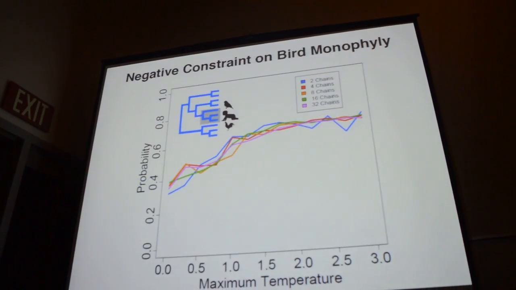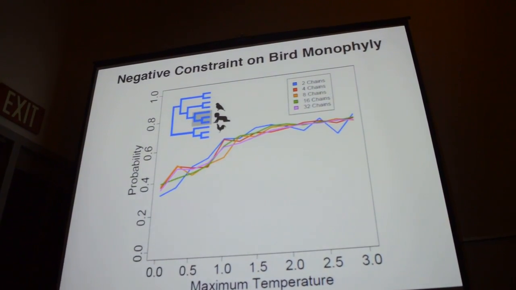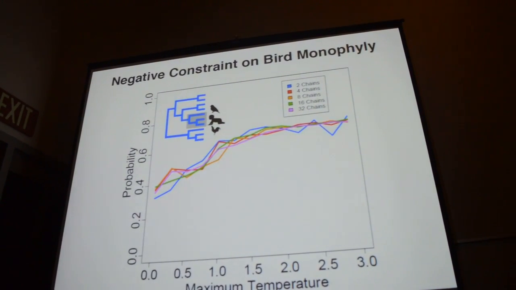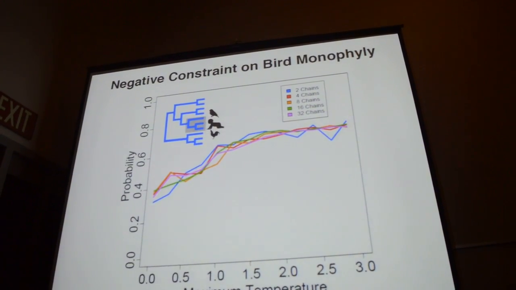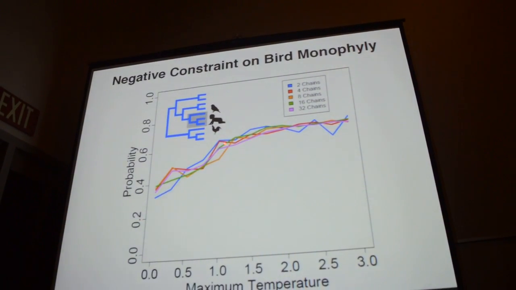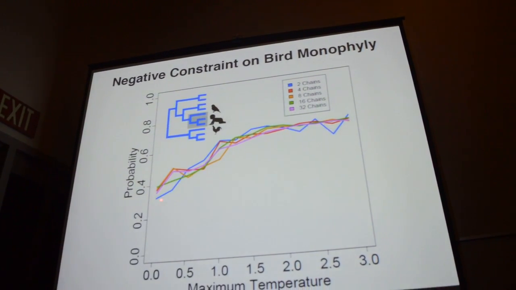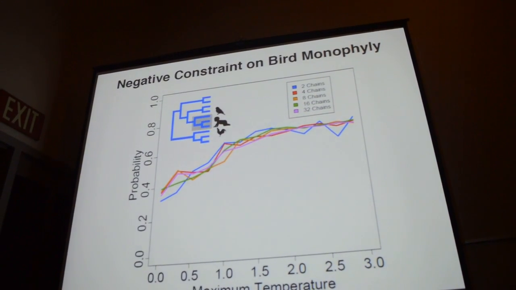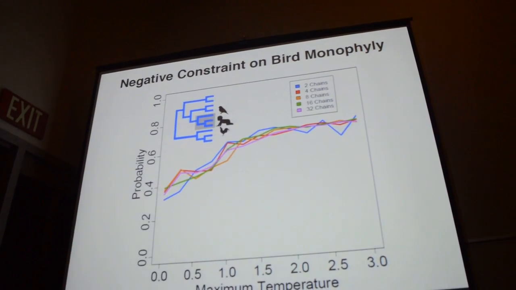So we did essentially the same thing that we did with our toy example, but we did it with the empirical example, so we went back to our negative constraint. If we look at the estimated probability for breaking up bird monophyly by inserting humans, we see the same pattern where as we increase the maximum temperature, we start to change and then we start to plateau at around 0.7. But all of the runs essentially estimate the same probability for this arrangement regardless of the number of chains we use. So again, the temperature seems to be much more important than the number of chains we're running.